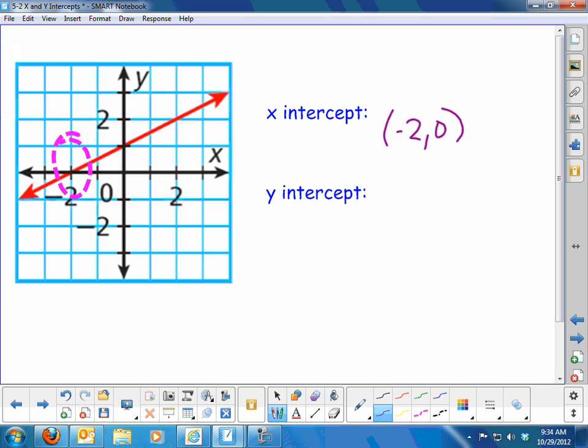Now I want to look at my y-axis. Where does my graph cross the y-axis? Right there. And that ordered pair would be 0, 1. Okay, so x-intercept, where our graph crosses the x-axis. Our y-intercept, where the graph crosses the y-axis. I want you to take a look at both examples that we have going on here.